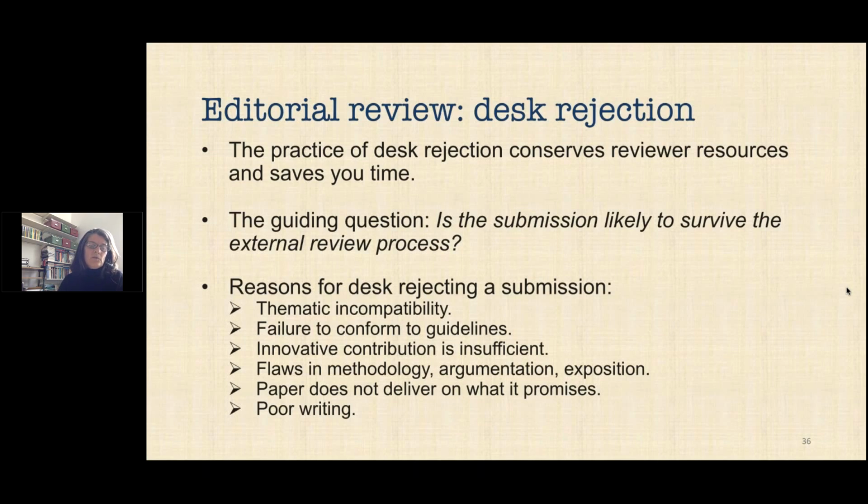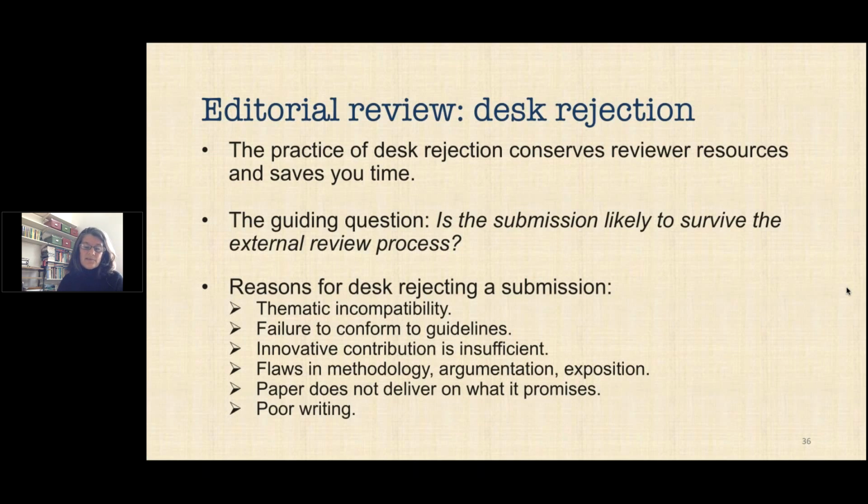Another would be failure to conform to guidelines. Another one would be that it might be a very nice paper in some ways, but the innovative contribution is insufficient, or the paper doesn't make a theoretical point that's sufficient for publication. Another one might be flaws in methodology or argumentation, or expositional issues. The paper just might not be clearly written or organized.